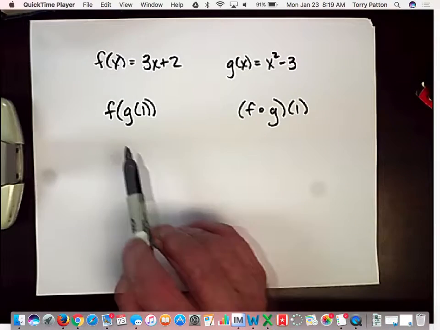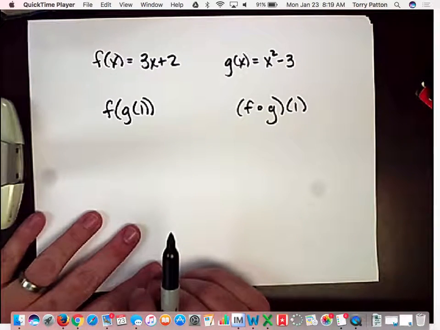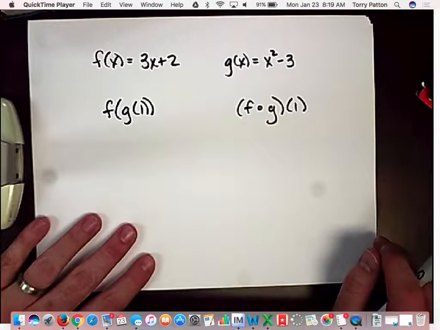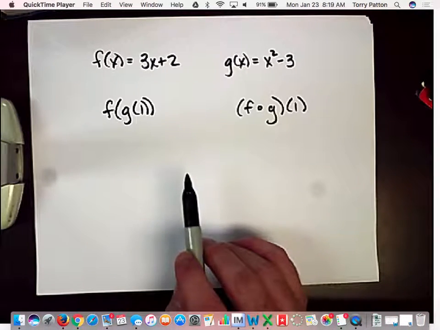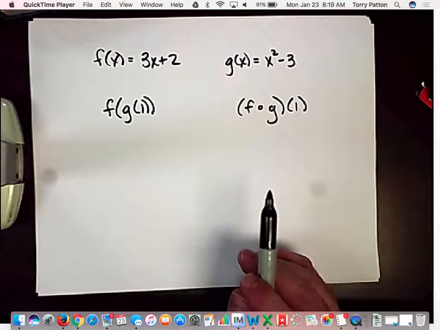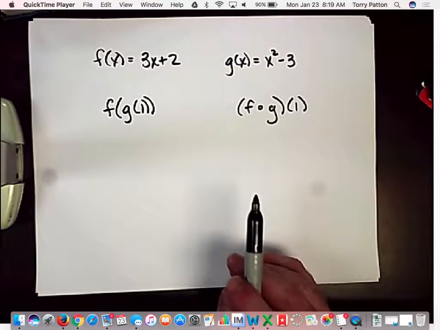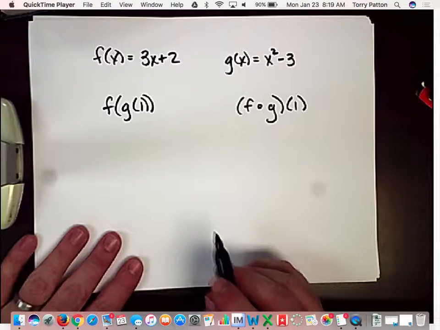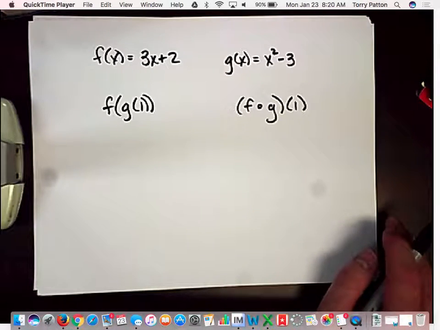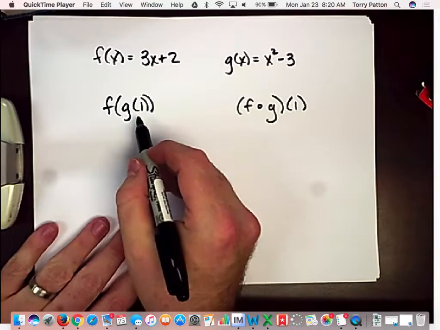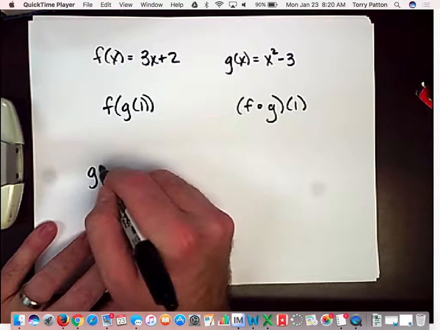So what would be our input here? What's the original input? No, that's an output. The original input in this example is 1. You're going to take 1, and what does it get input into? 1 gets input into g first, right? This is just like order of operations. With all the parentheses, you start on the inside, okay? So the first thing that happens is we plug 1 into g.